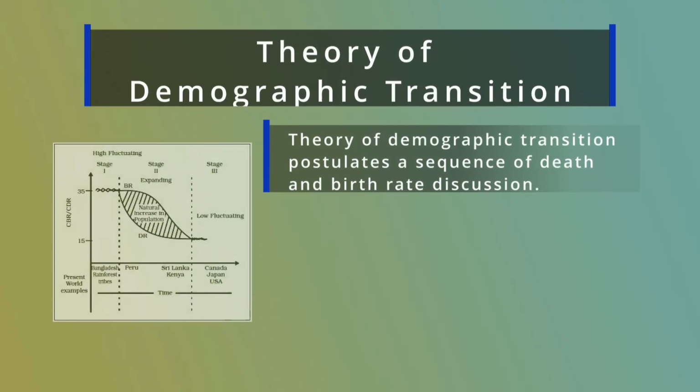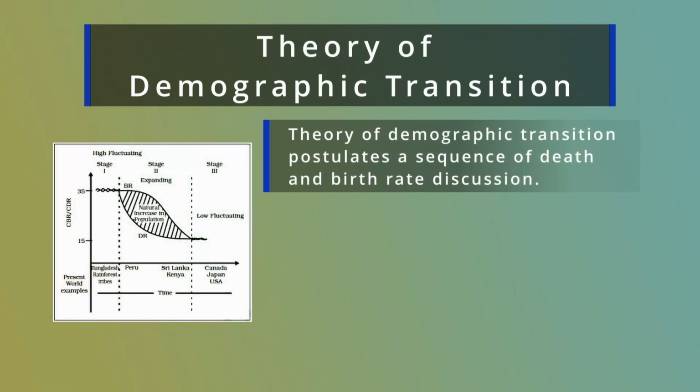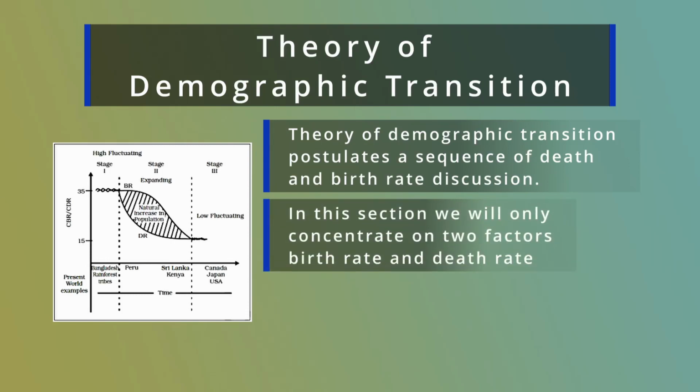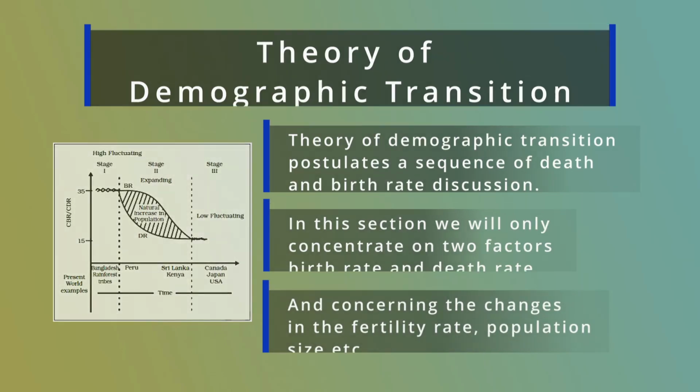Now we come to our main discussion part, that is the stages of demographic transition. At the beginning, I mentioned that whether we can say there are 3 stages of demographic transition or some more, that we are going to discuss right now. Now, what are the stages of demographic transition, or what is the theory of demographic transition? Well, theory of demographic transition postulates a sequence of death and birth rate discussion. That is, in this section, we will only concentrate on 2 factors, birth rate and death rate, and concerning the changes in the fertility rate, population size, etc.